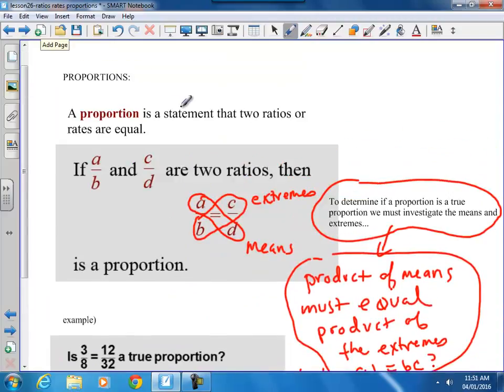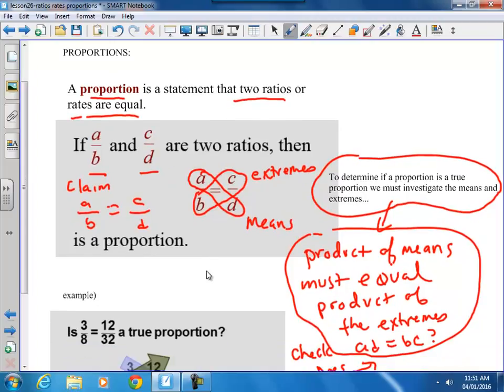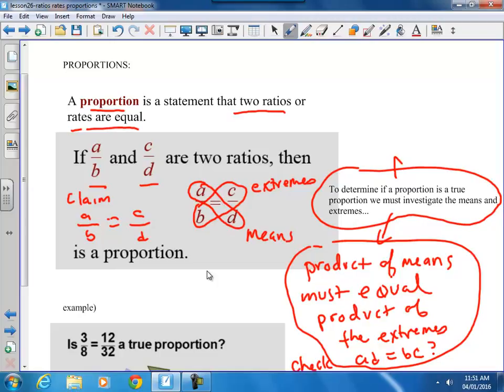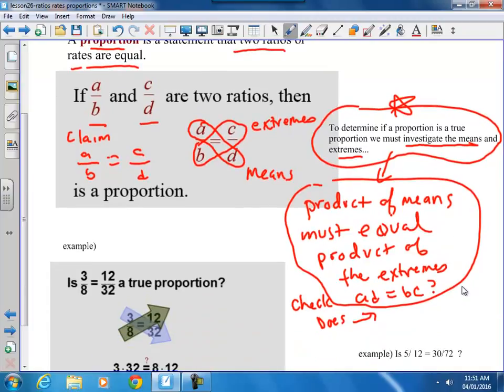Now a new vocabulary word, a proportion. So a proportion is a statement that two ratios or rates are equal. So if I claim that A over B equals C over D, just think about it like that. It's a claim that A over B equals C over D. Well, you can make that claim, but in order to be a true proportion, and I have a big note over here, to determine if a proportion is true, we must investigate the means and extremes. The product of the means must equal the product of the extremes. So note to self, product of means must equal product of the extremes in order for it to be true.